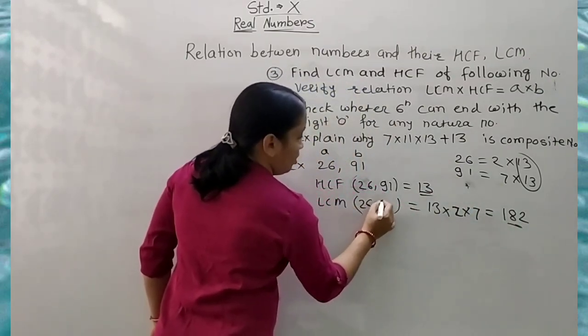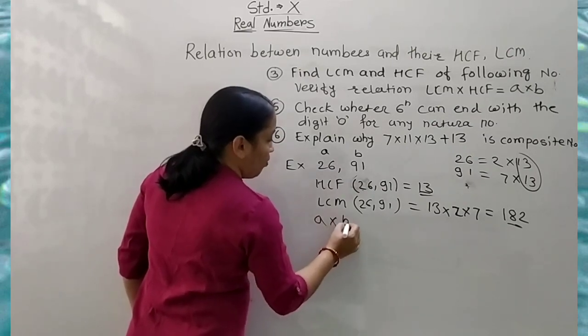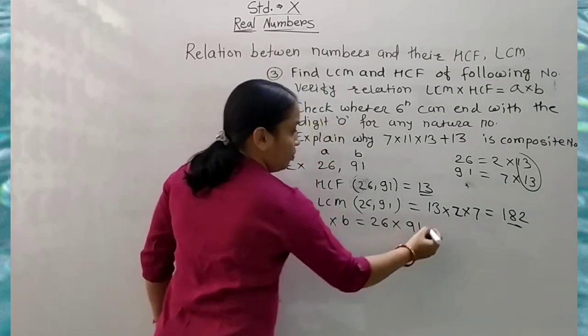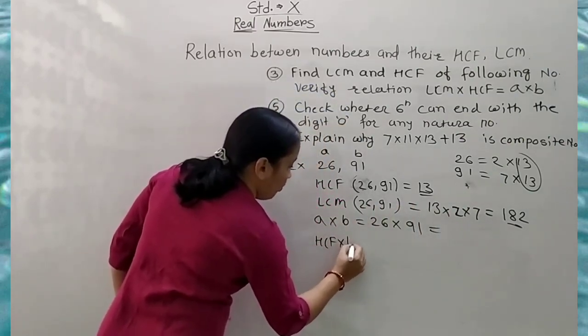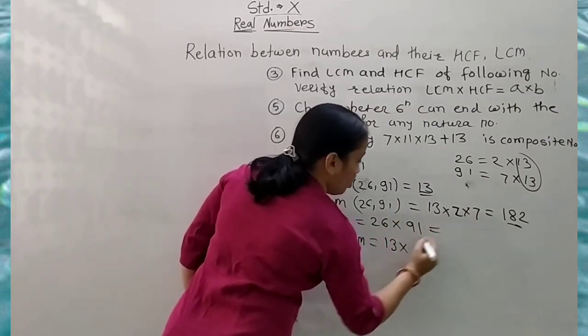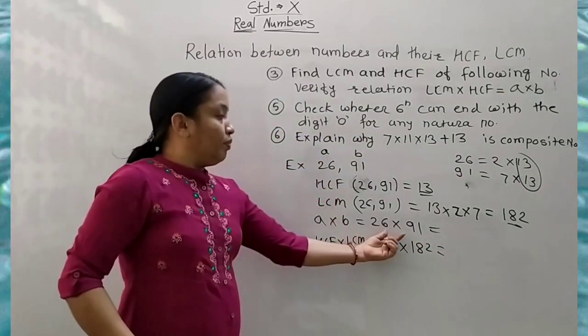That is 26 and 91. Okay. Now I will take the product of A into B. That is 26 into 91. And again I have to take HCF into LCM. Now HCF is 13 and LCM is equal to 182. Find the product of this.